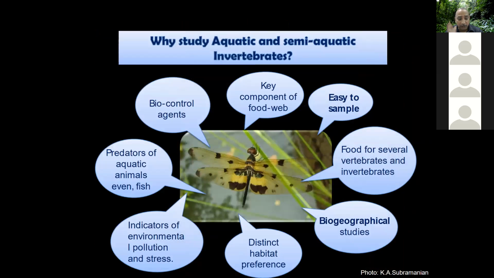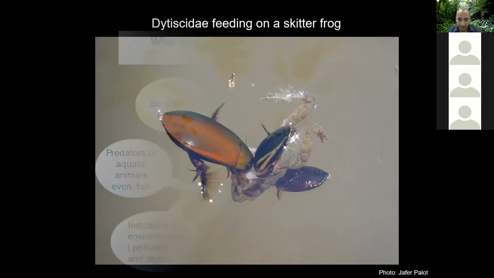And we also study insects because they are very good indicators of ecosystems. So, for example, aquatic insects. Why do we study aquatic insects? They are very good biocontrol agents. They are key components of the food web. They are easy to sample and study, and, as already mentioned, they are food for several vertebrates and invertebrates. They have very distinct habitat preferences, are indicators of environmental pollution and stress, and are predators of aquatic animals and fish. So they have multiple functions and roles in ecosystems.